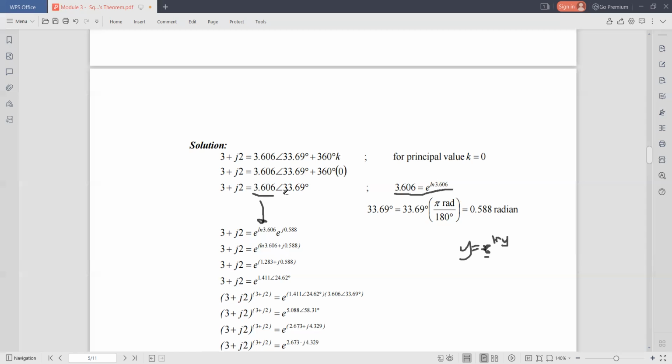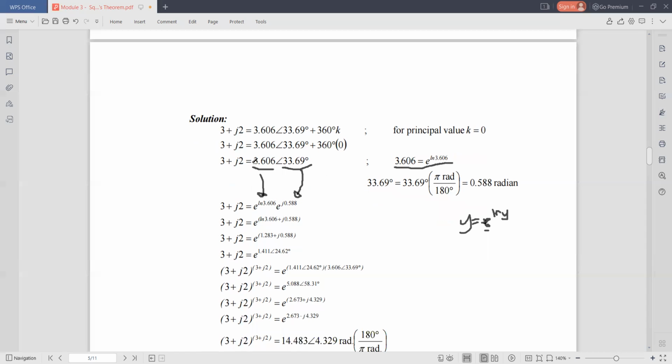So yung 33.69 degrees, kinonvert natin into exponential form. In this case, these two polar forms are now converted into exponential form. Combined natin, that will become e raised to ln of 3.606 plus j 0.588. So you have here now your real number and your imaginary number.